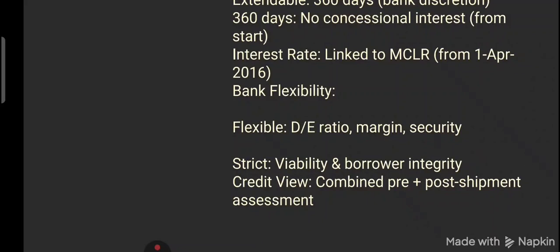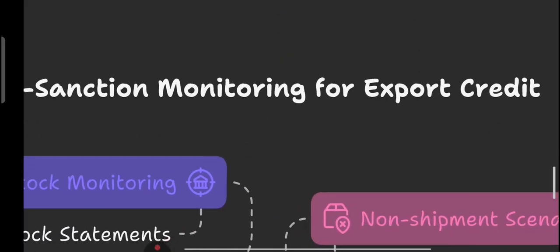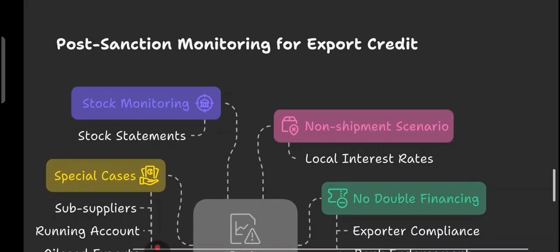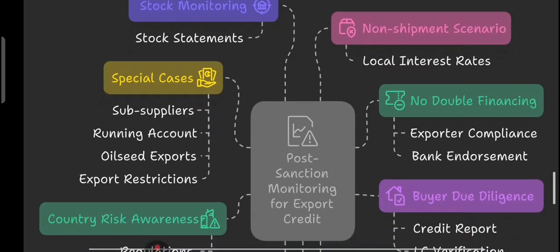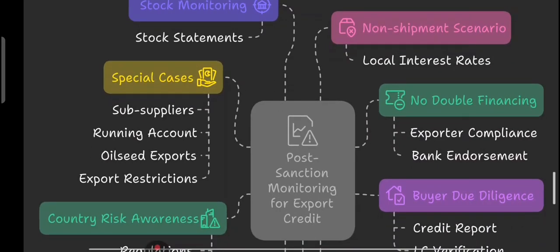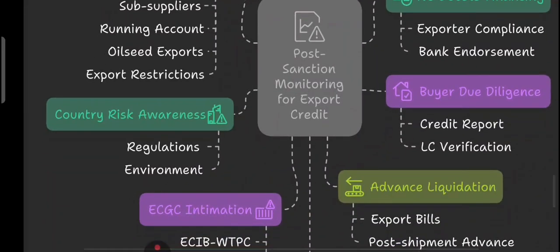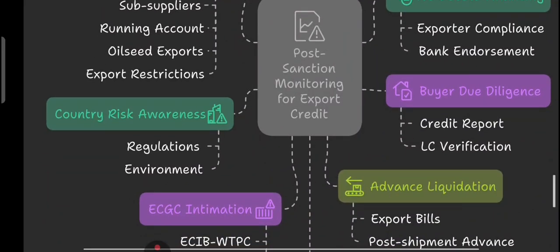So strict on viability and borrower interest and credit view, combined pre plus post shipment assessment, right? That is what it is. Now let's talk about the post sanction monitoring. So stock monitoring, take a stock statement. There are some special cases like sub supplier, running account, oil seed export restriction. These are some special cases, and country risk awareness regulations and environments are followed.